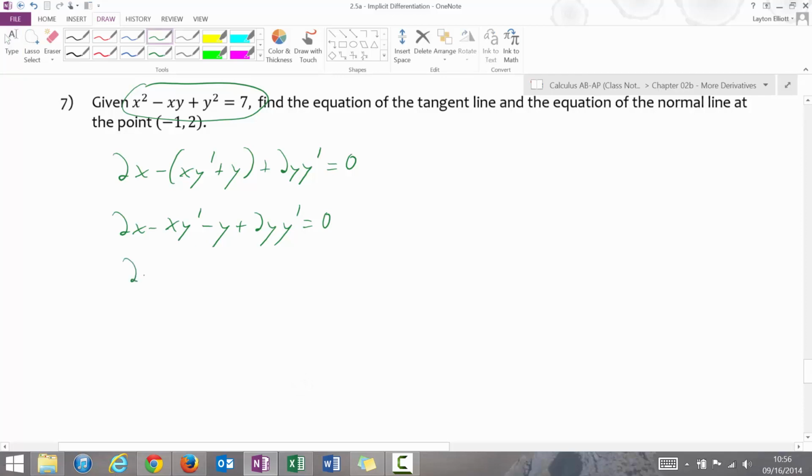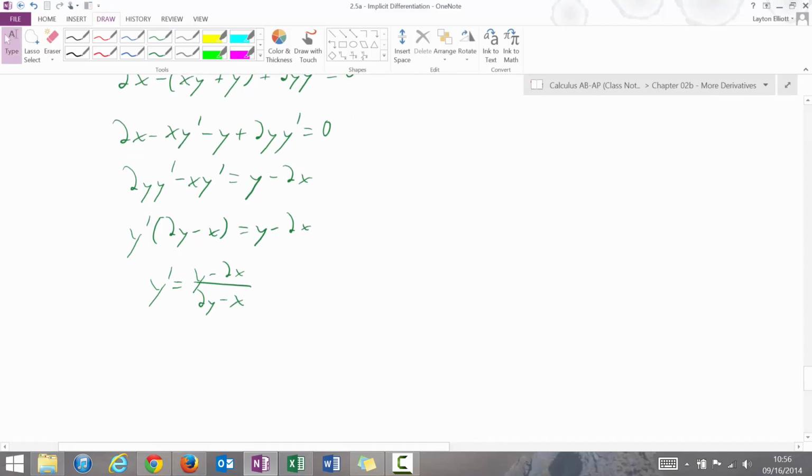Let's move the y prime terms on the left and keep the non-y prime terms on the right. So we should get y minus 2x. Factor out a y prime. 2y minus x is equal to y minus 2x. And I get y prime is equal to y minus 2x over 2y minus x.